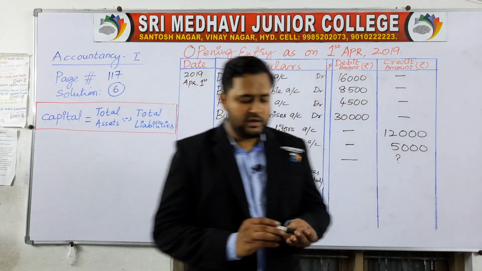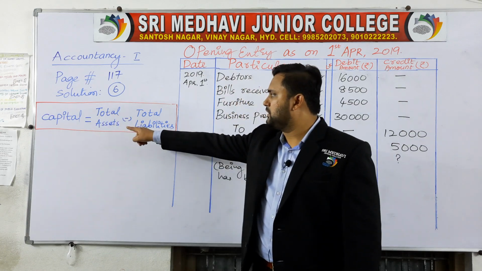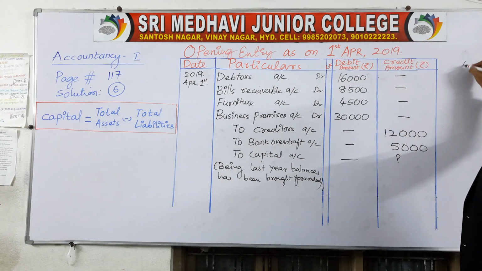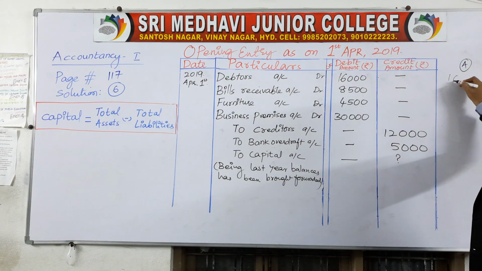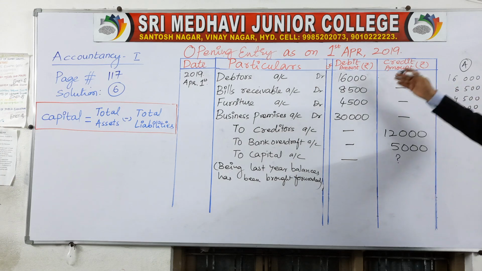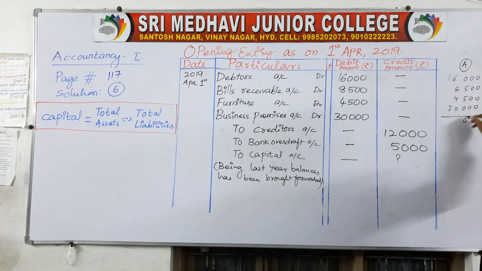How are you going to find the capital? With the help of this formula: capital is equal to total assets minus total liabilities. Let's see how much is the total of assets: 16,000, 8,500, 4,500, 30,000. Total means you need to add all these amounts. Adding them, 59,000 is the total of assets.